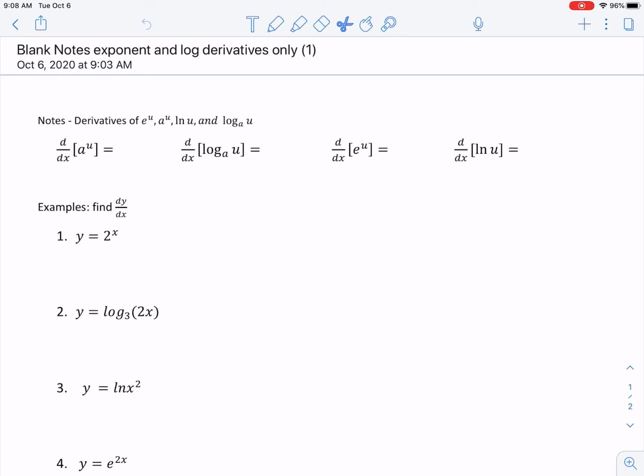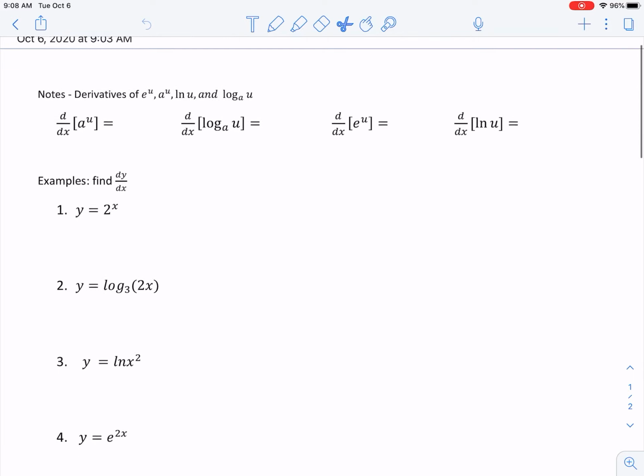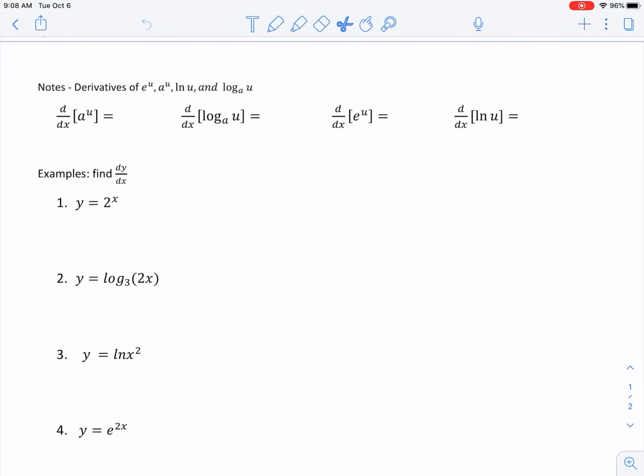Good morning. Today's lesson is learning derivatives of exponential functions and logarithmic functions. I'm not going to lie to you. I had to get out the book and look them up because I haven't done them for a year. These are 4 different derivatives. The basic thing is you're going to have to memorize them.